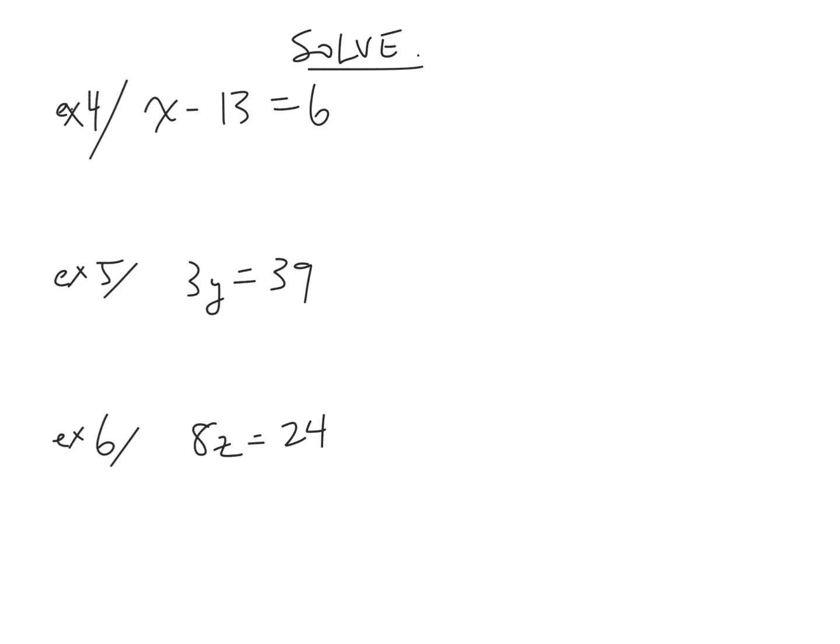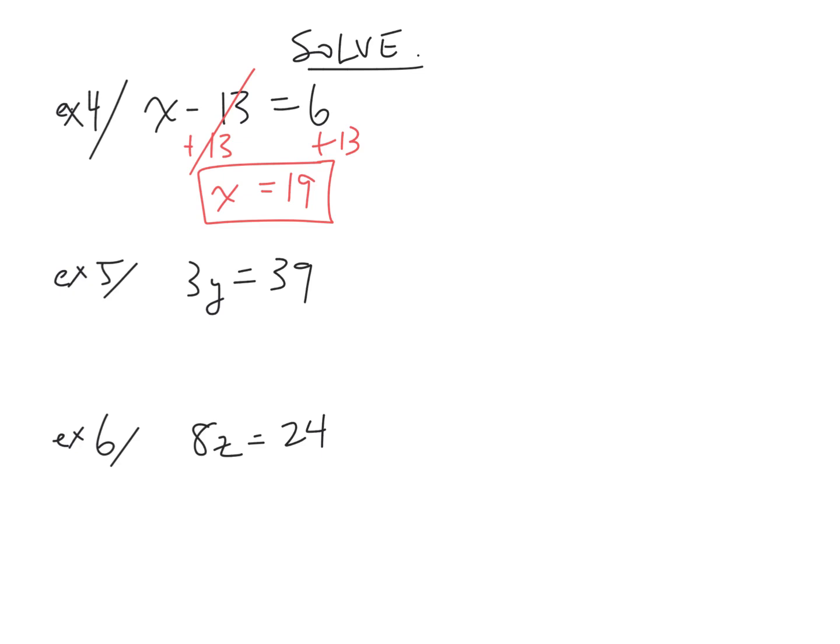Okay, if you look at the first one, by the way, I advise you to pause the video and try it yourself first. If you look at the first one here, example 4, we see that x is having 13 subtracted from it, so we're going to add 13 to each side, and we're going to find out that x is equal to 6 plus 13, which is 19.